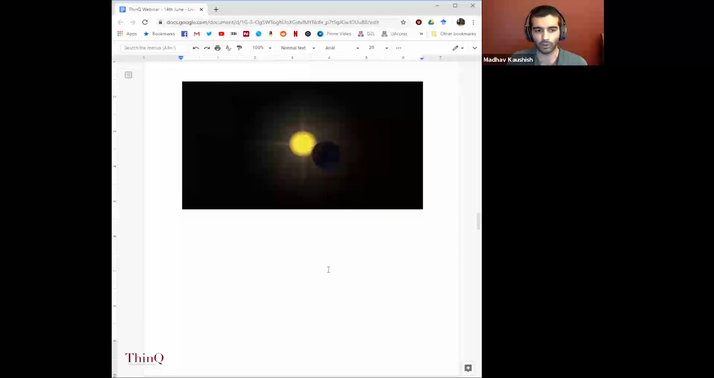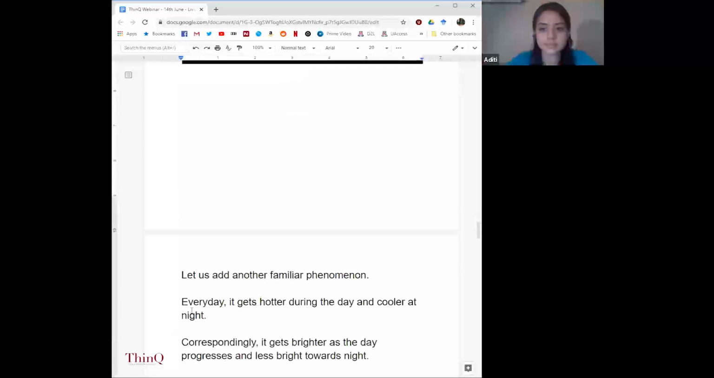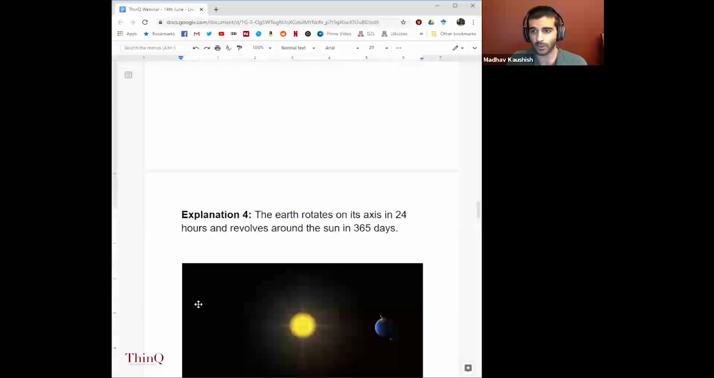Let's pick one more phenomenon, which is that it gets hotter during the day and cooler at night. Now, do any of these theories explain that? Well, not really. Why should there be a relationship between any of these things and heat? It gets hotter during the day, it gets cooler at night. Why? What is that relationship?